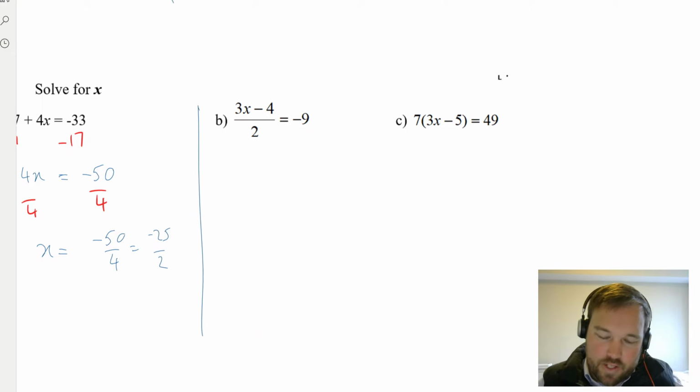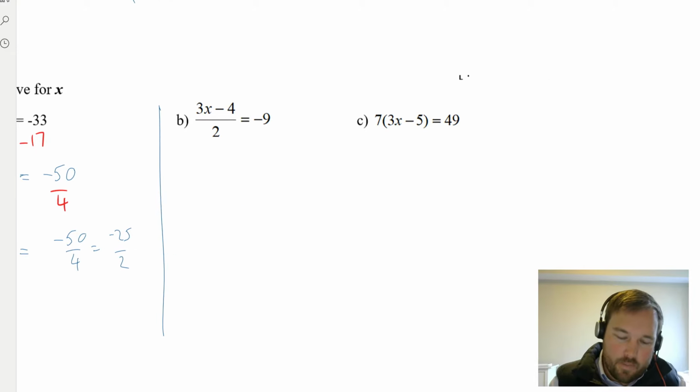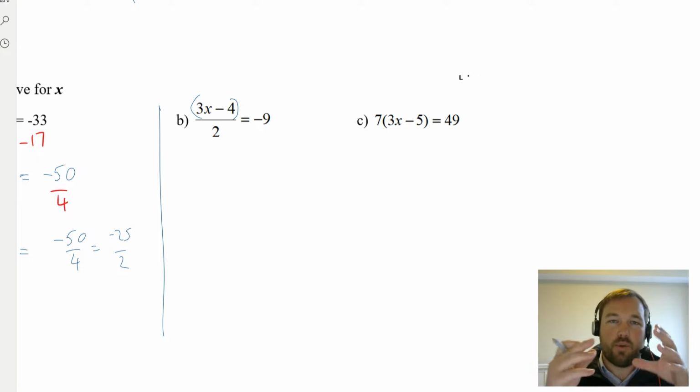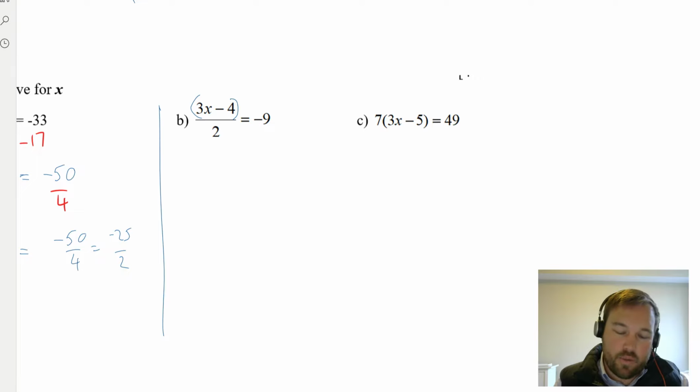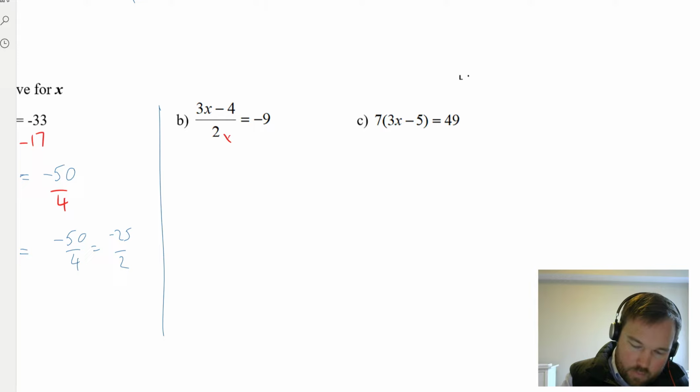Alright, our first 3-step one. Here, we think about each fraction as the top and bottom are in brackets. That means the 3x and the -4 are wrapped up pretty closely because they're in brackets up the top. The 2 is the furthest one away. So we're going to deal with this. Once that goes, we'll deal with the 4, then the 3. So, getting rid of the 2 first, we multiply by 2, multiply by 2, leaving us with 3x take 4 equals -18.